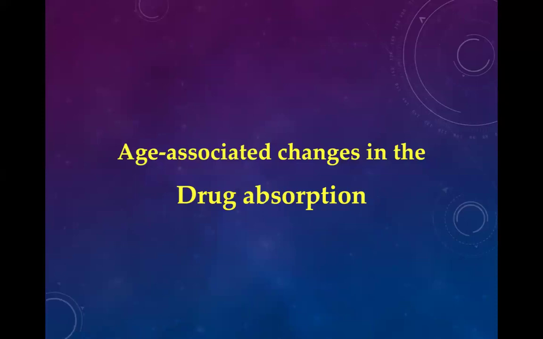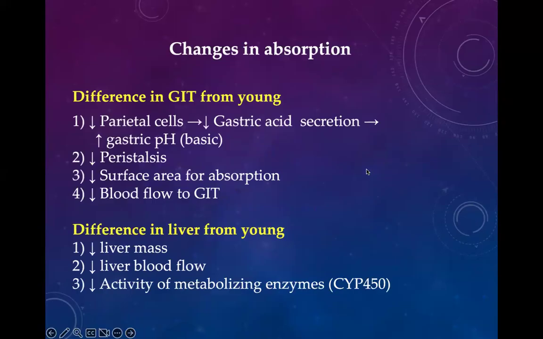Age associated changes in drug absorption. The difference in the GIT from young to adult: there is a decrease in the parietal cells that leads to a decrease in gastric acid secretion. And if gastric acid secretion is decreased, that leads to an increase in gastric pH.